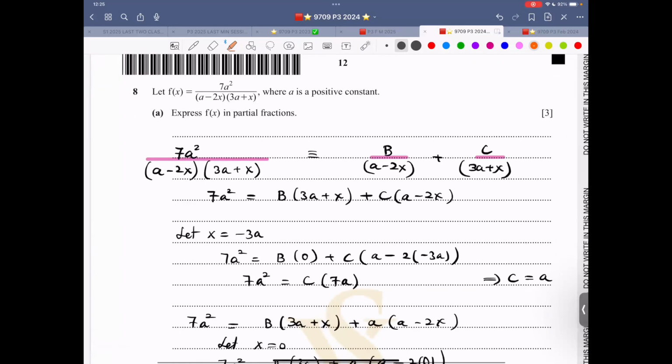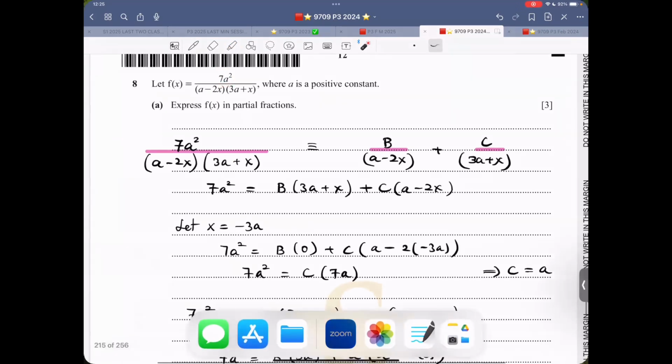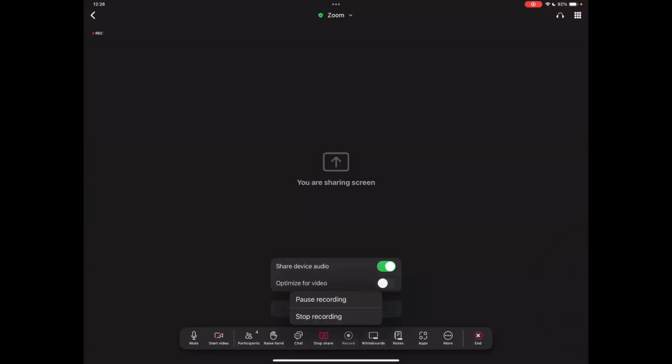Question number 7. That was also a nice question of partial fraction working in terms of symbols. 7a squared. Let me just check one thing. All good, all clear.